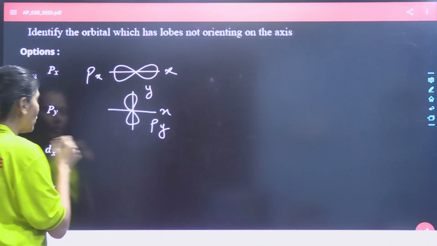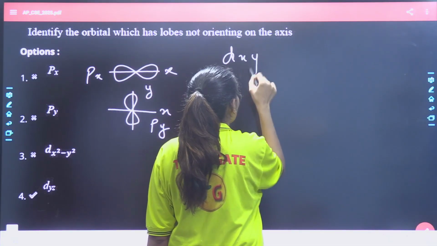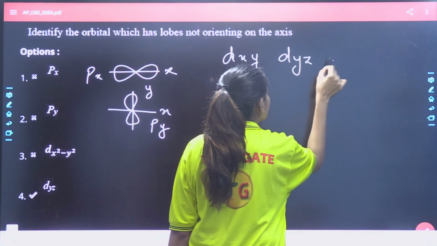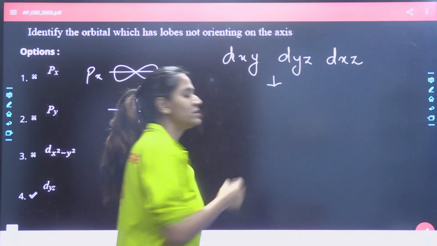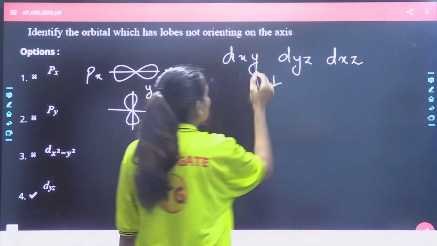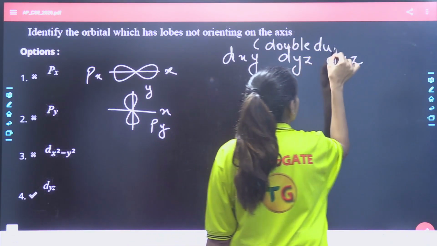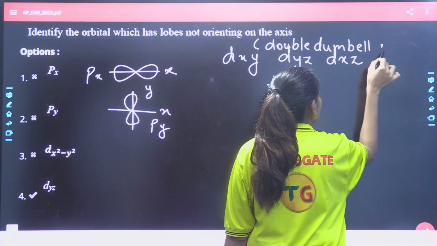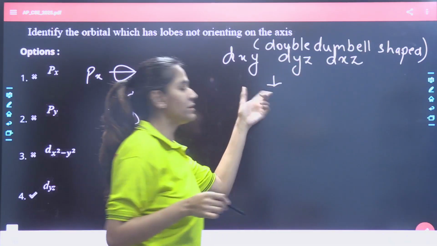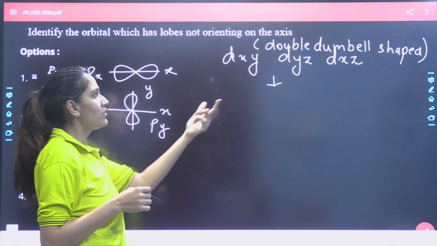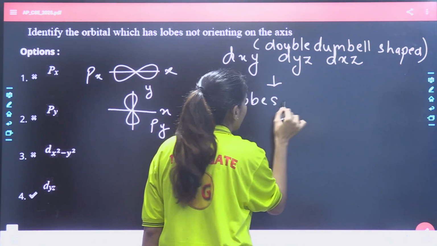Now if we talk about d orbitals, in d orbitals we have dxy, dyz and dxz. Here the lobes are double dumbbell shaped. And these three orbitals out of the total 5, dxy, dyz and dzx, have their lobes in between the axis. Okay.